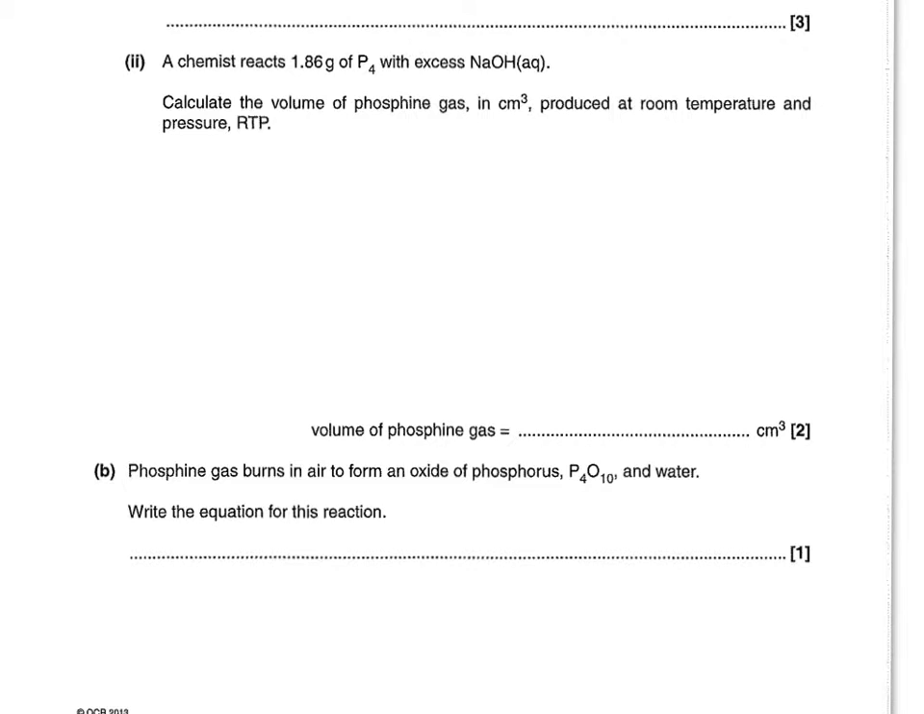To do this, I'm going to take a little bit of the previous part of the page and stick it there so we can use the equation to do the volume of phosphine gas. This is now moving on to moles and gases. Looking at the question, you can see that it tells you to calculate the volume of phosphine gas in centimetres cubed at room temperature and pressure. So that means V equals 24N.